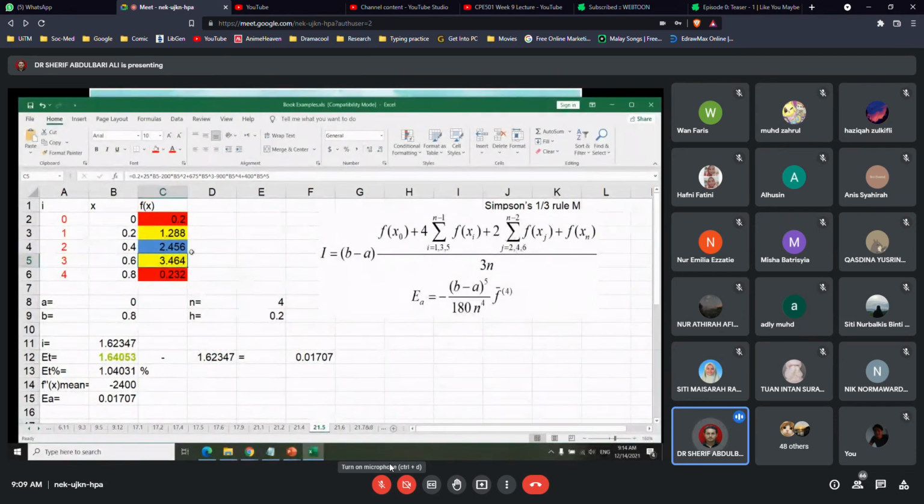And 2 times the summation of 2, 4. So this is the value, but I cannot add this one in here. Over 3 times the number of the segments. 3 times 4. So it's supposed to get the answer of 1.623. Okay. Anybody have any questions about this color and what does it mean, or how to get these 2 items inside this equation? Any question? Clear?